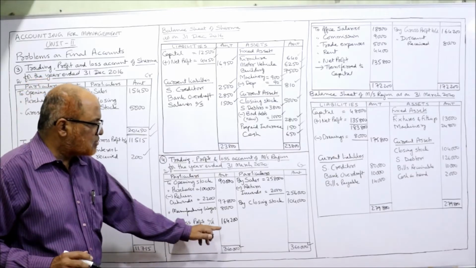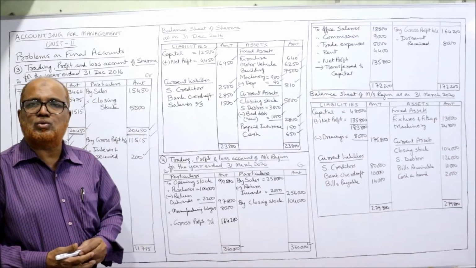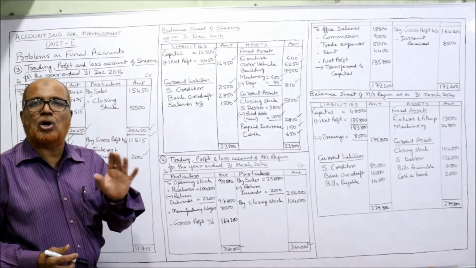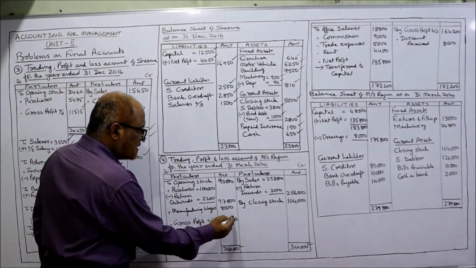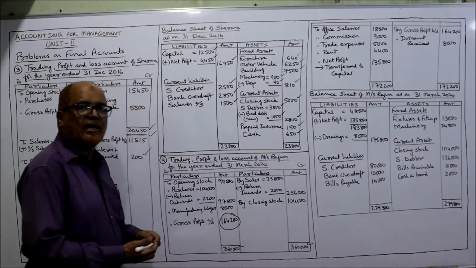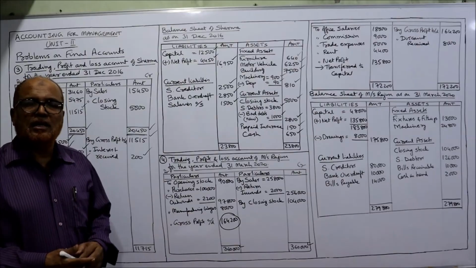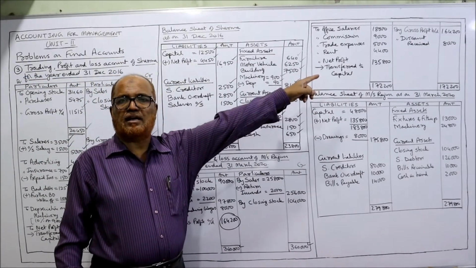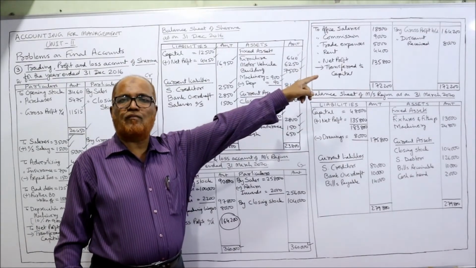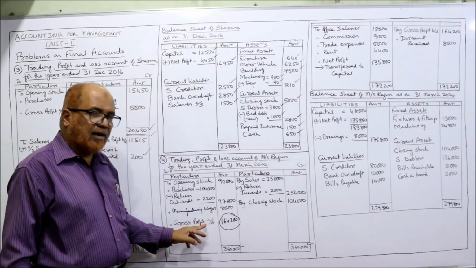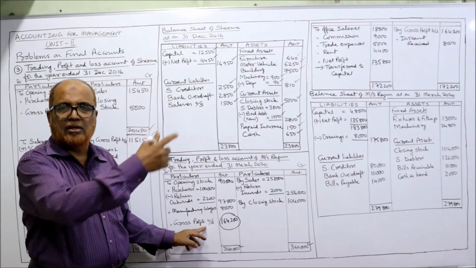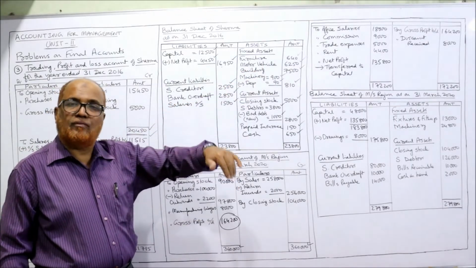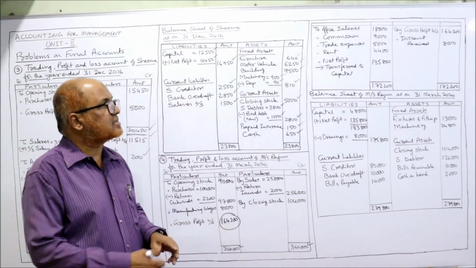The balancing figure is 1,64,200. This is the gross profit carried down. The answer of this trading account is 1,64,200. Now we'll start the profit and loss account. On the credit side, by gross profit brought down. This is carried over to the profit and loss account, gross profit brought down from trading account 1,64,200.